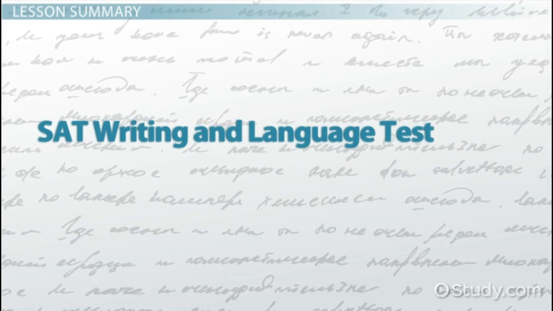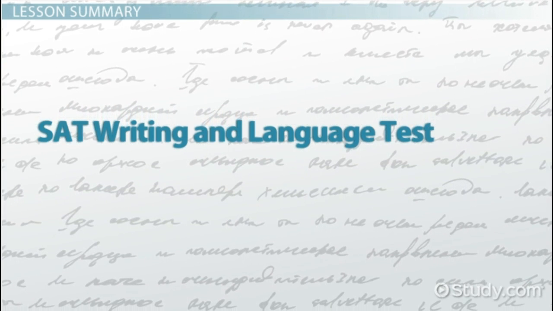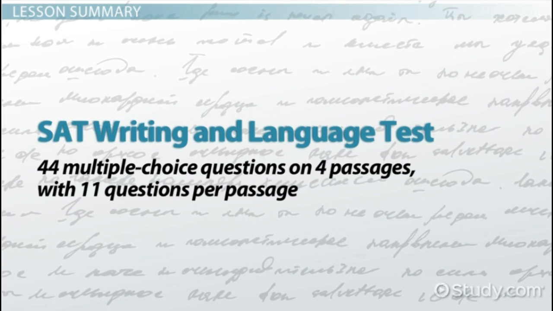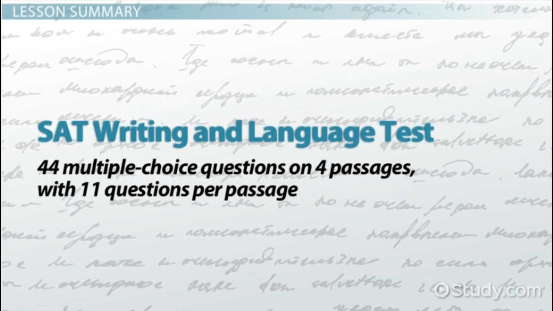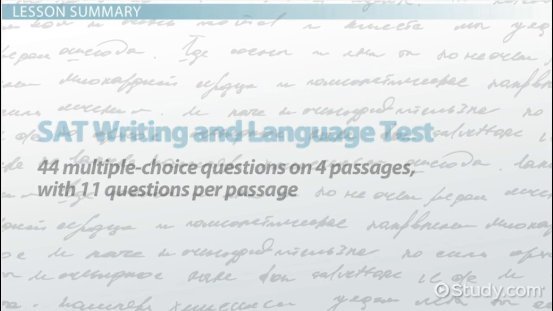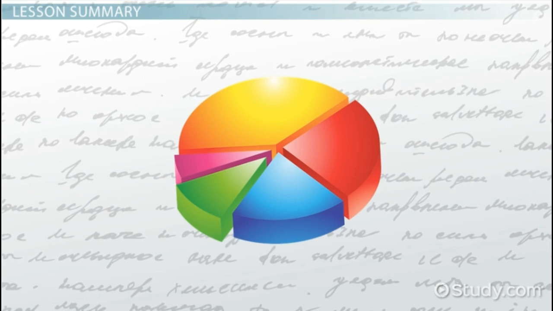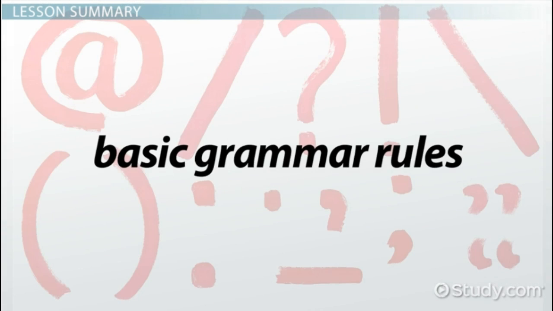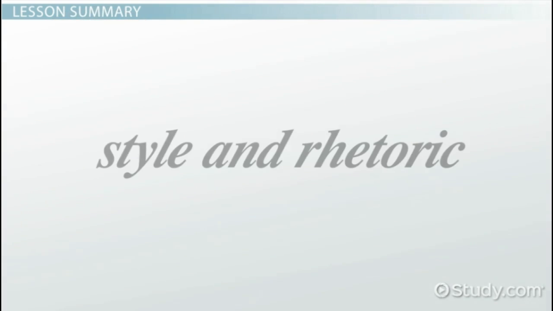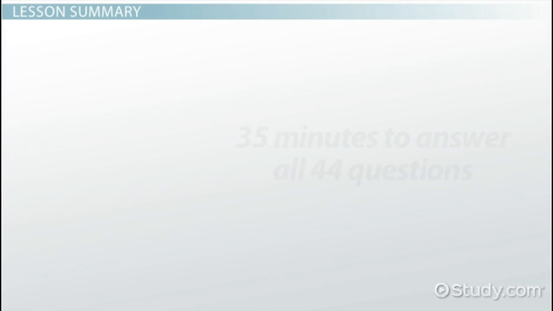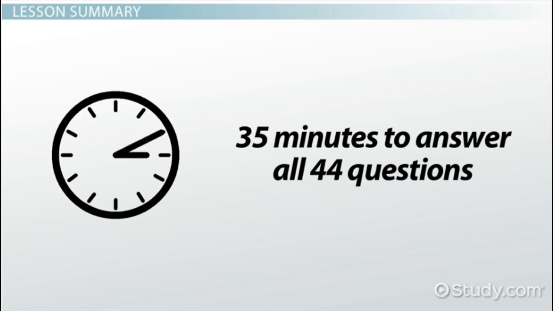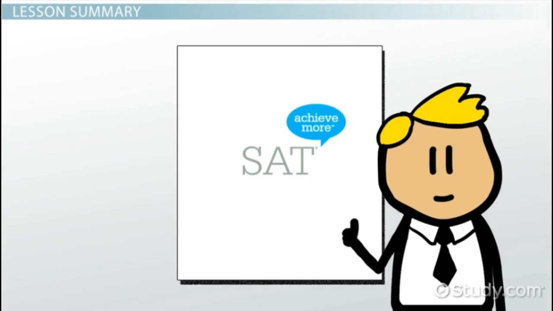In this lesson, you learned about the SAT Writing and Language Test. On this test, you'll answer 44 multiple-choice questions on 4 passages with 11 questions per passage. At least one of the passages will also have some kind of graphic, like a chart or diagram. Some of the questions will ask you about basic grammar rules. Other questions ask about style and rhetoric. You'll have just 35 minutes to answer all 44 questions, so it's important to work quickly. Now, test your skills on the quiz questions.